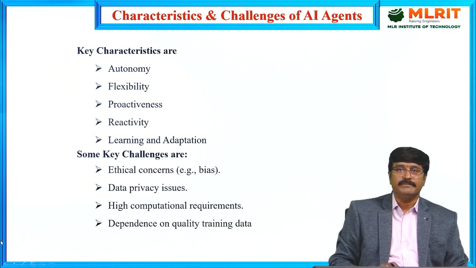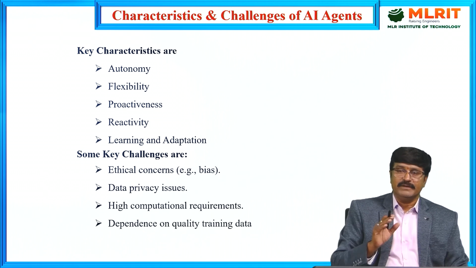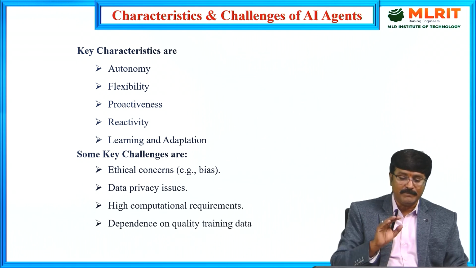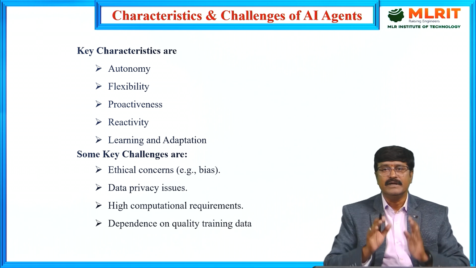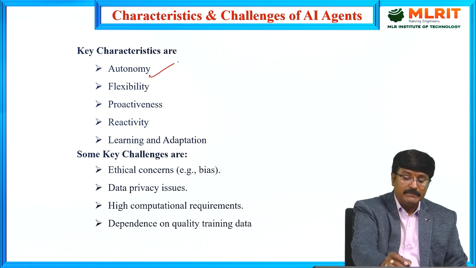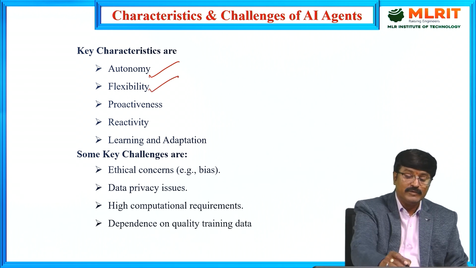Coming to the main characteristics of agents. First is autonomy, because there is no middleman or operator involved. Autonomously, the agent takes decisions and performs actions. So autonomy is one of the main key characteristics. Then there is flexibility.